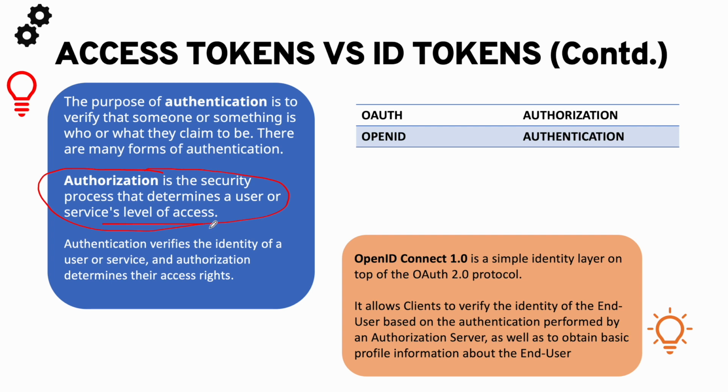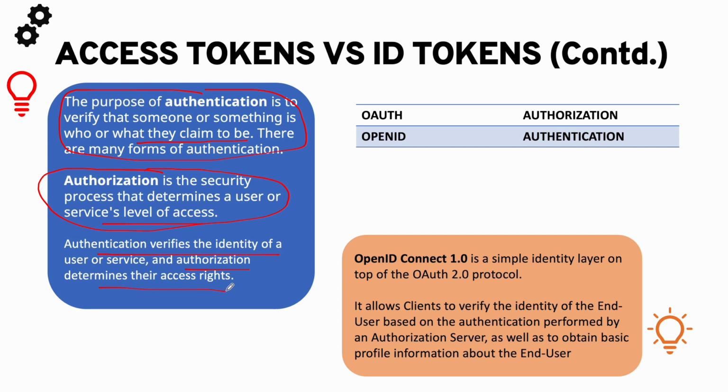So this is authorization. But if you want to get the identity of somebody, that is authentication. Authentication is to verify that someone or something is who they claim to be. So authentication verifies the identity of the user, and authorization determines their access rights.